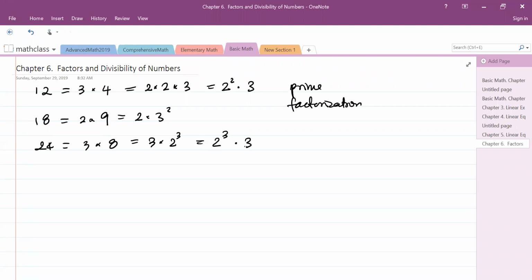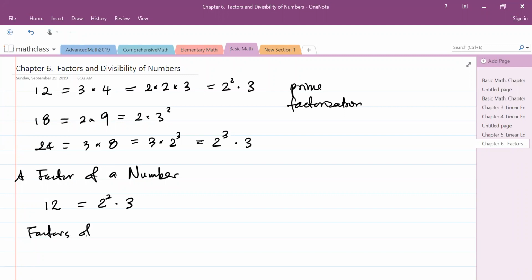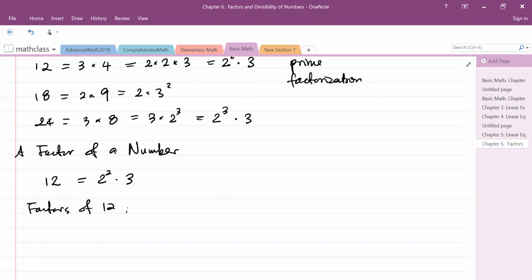Now my next question is, what number is called a factor of a number? What's the definition? It's like a number times some other number that equals that number. Let's take a look at 12. 12 is 2 squared times 3. So factors of 12 could be any number which you can use to divide. If 12 is divisible by some number, that number is called a factor.